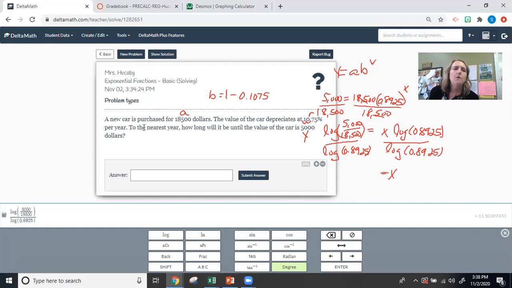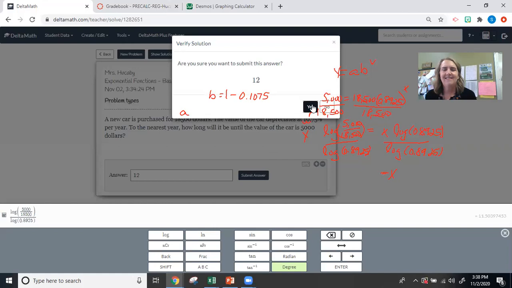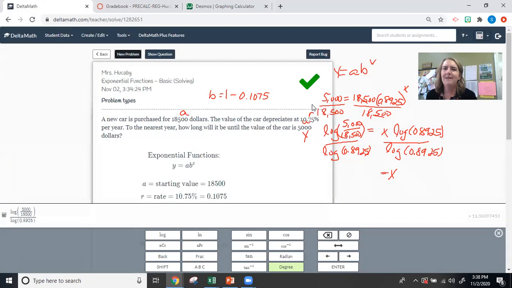What do they want? We want it to the nearest year. So that would be a whole number, not a decimal. So 11.50039 is going to round to 12. Let's put 12 and hope it's right. Yay, we got it right.